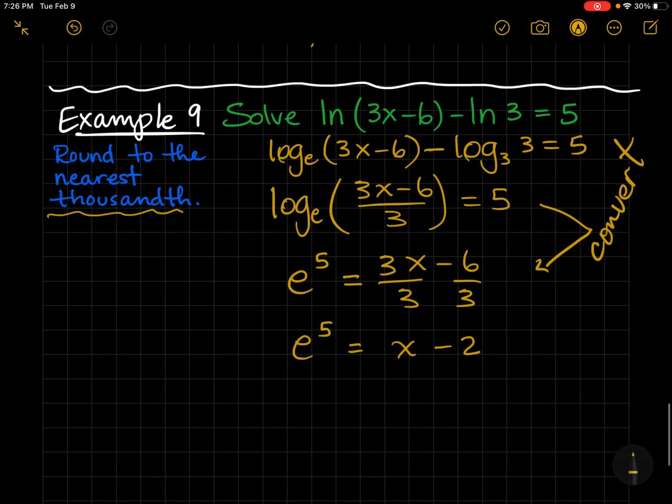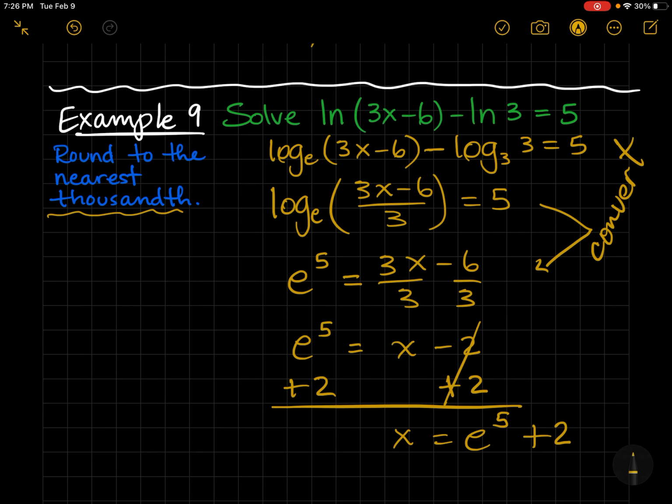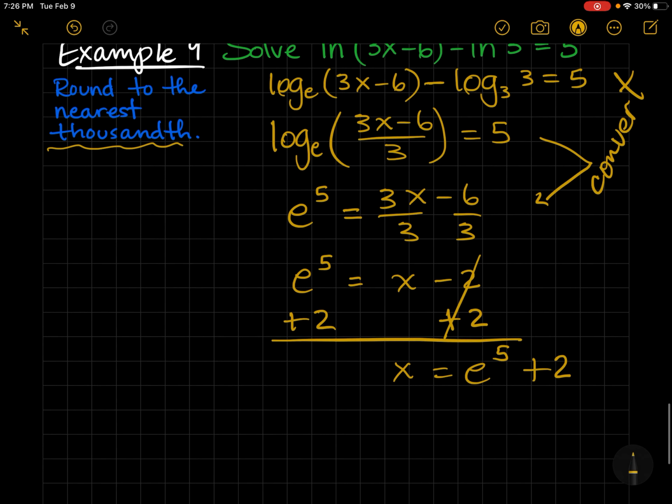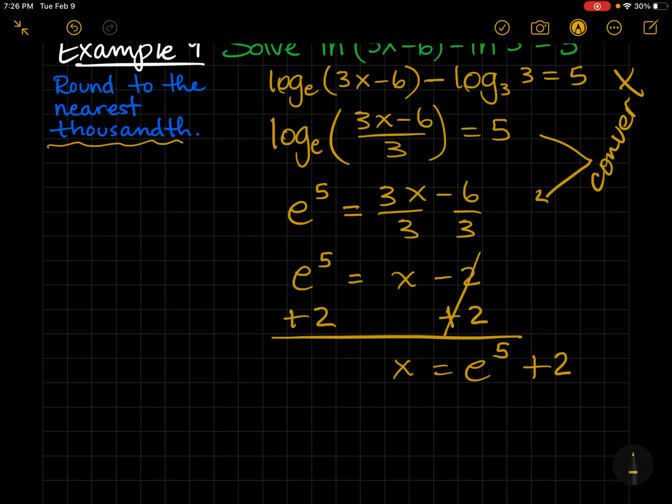And now I want to get x by itself. So I'm going to add 2 to both sides. And now I have x equals e to the 5th power plus 2. And if you punch that into your scientific calculator, you'll get that x is approximately 150.413.